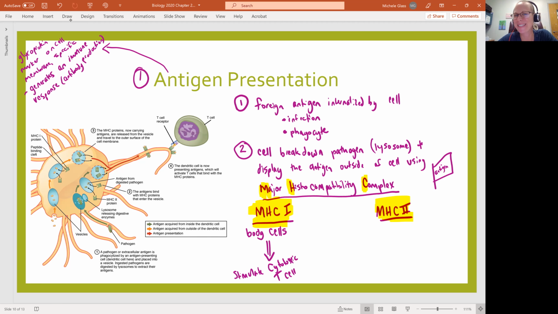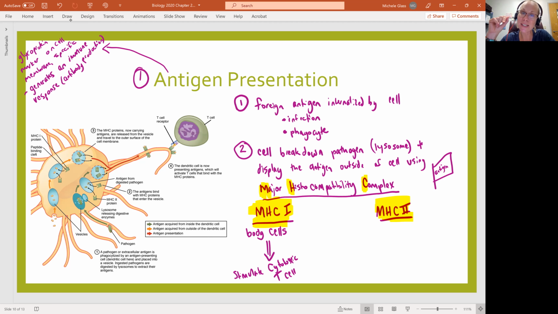Cytotoxic means toxic to cells. This is a hand-to-hand, cell-to-cell combat cell, and it is deadly. So what we see happening is if you're presenting an antigen from one of your body cells using your MHC1 markers, that means the cell is infected and the cell will be killed.